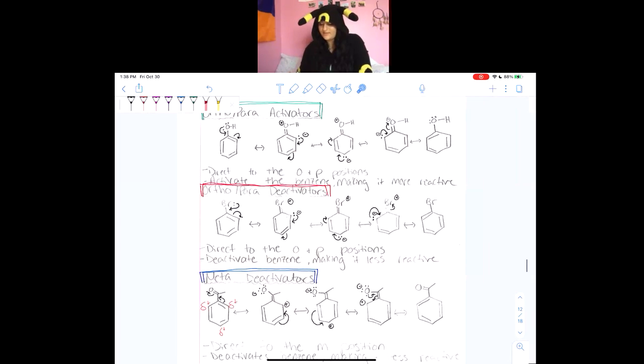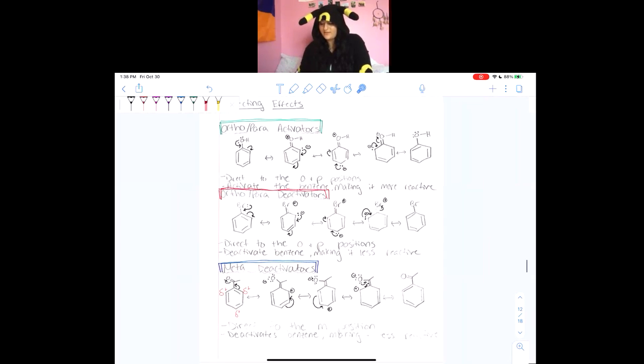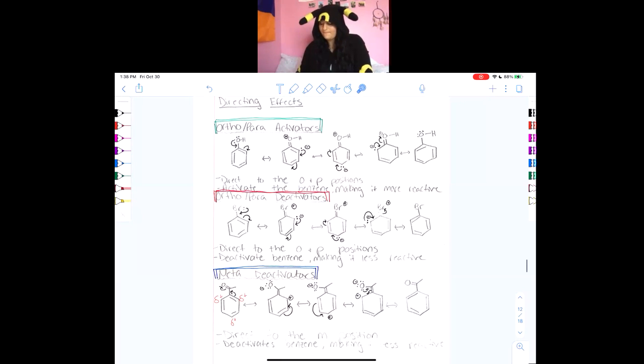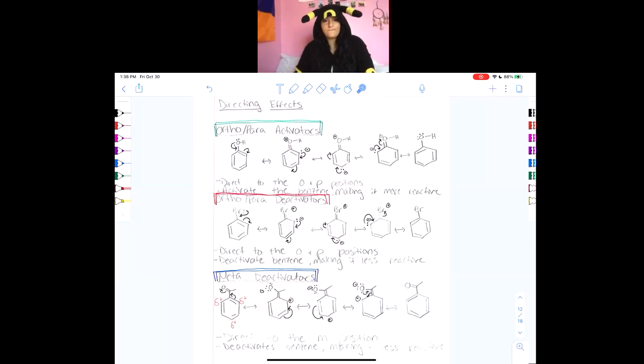And I'll zoom out so you guys can see it, because I think this is a pretty nice directing effects cheat sheet. Any questions on this? Yes, I can repeat that. So let's go through this one more time, just kind of to give you guys a summary.